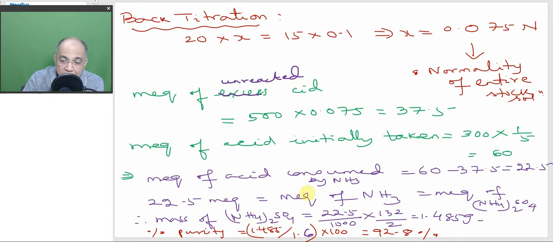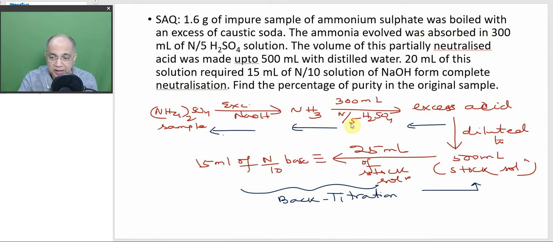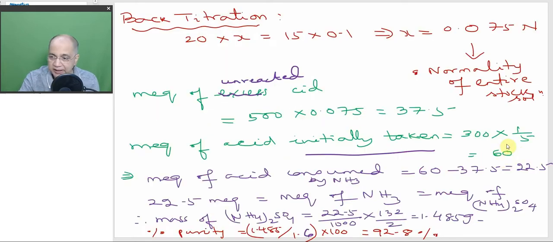Right? Milliequivalents of acid initially taken is 300 into 1/5. Do you remember that? 300 into 1/5, that is 60. So 60 minus 37.5 is 22.5, which is the equivalent of the acid consumed by ammonia. So that is also equal to the MEQ of ammonia, and that is also equal to the MEQ of its father, ammonium sulfate. Now you have come to the top. We are interested in ammonium sulfate, not ammonia, not sulfuric acid.